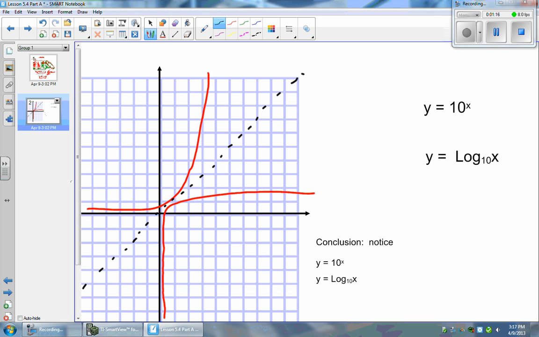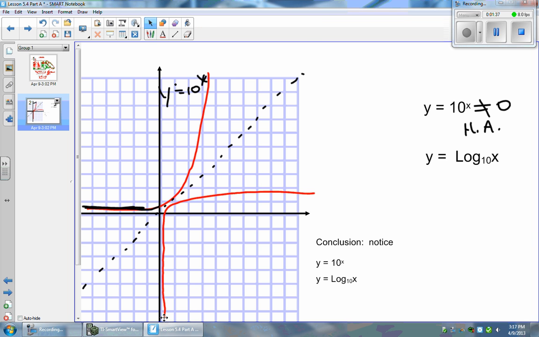You know and I know that the graph of y equals 10 to the power of x approaches 0 but never ever gets there. So this guy could never equal 0. We call it a horizontal asymptote. Well, how does this relate to this guy?